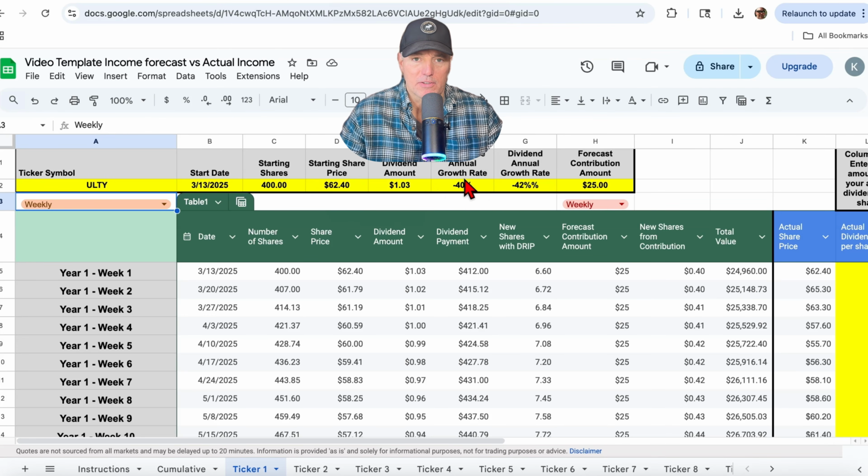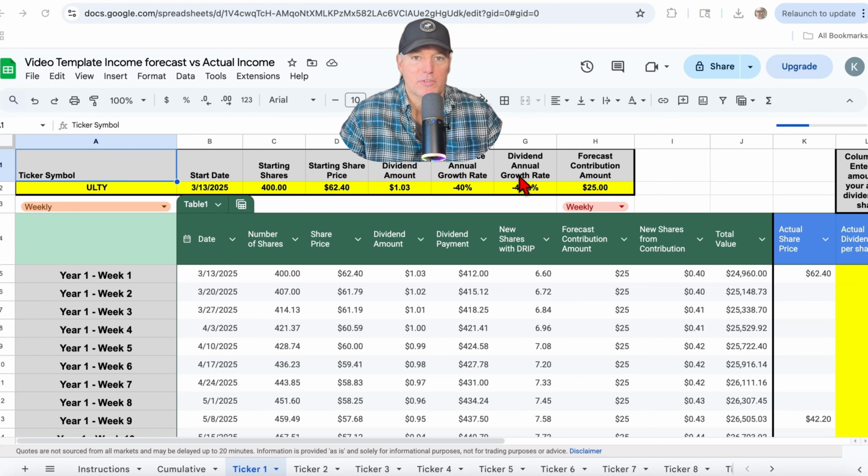Now, what I put in here, this is what you expect. This is your forecasting what you want the share price growth rate to forecast. You can change this to anything you want. What I've done is I've used from this date until the present, what has it done? And I've used that date to be the date that we're using. As well as here, this is what you expect the dividend growth rate to be. As you can see with ULTY, I'm using negative because I am, again, using the rate of return and growth that we've seen since the inception right here.